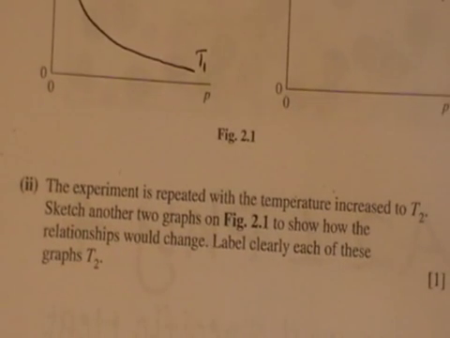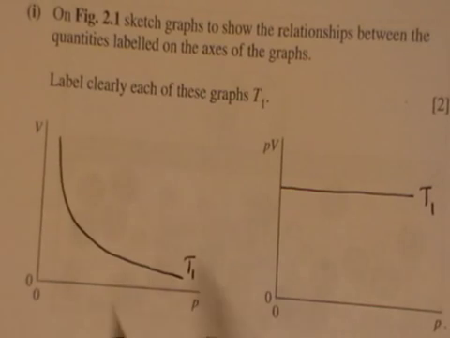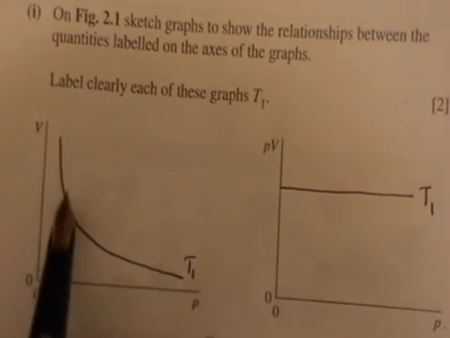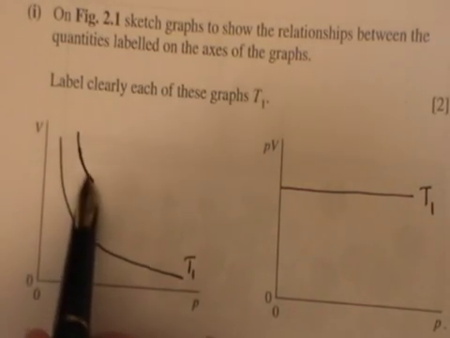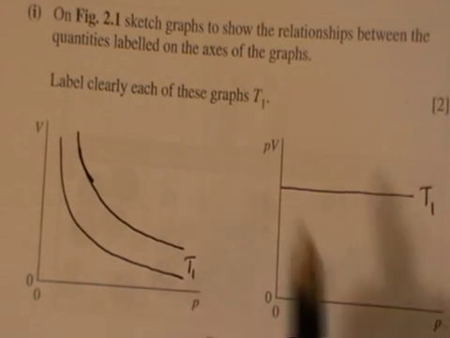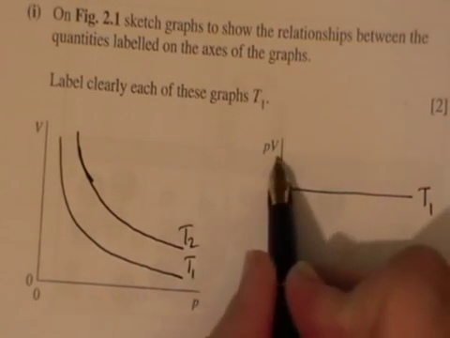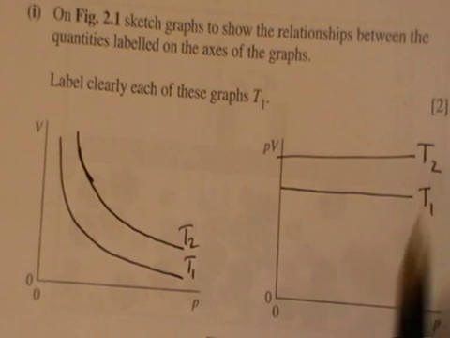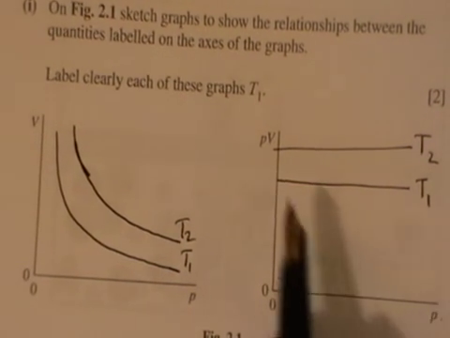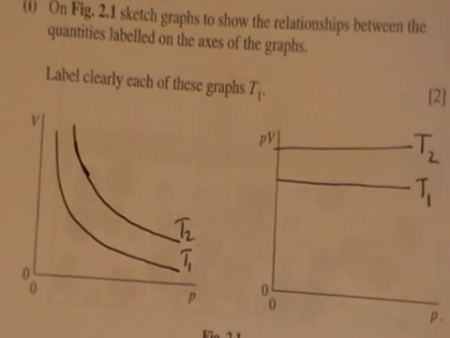Then the experiment is repeated with the temperature increased. Sketch another two graphs to show how the relationships would change. Well, first of all, this graph simply moves further above, and that's T2, and the same here, that same graph going across T2, so that should be a horizontal line. So we've two horizontal lines there. Use a ruler and draw those in.